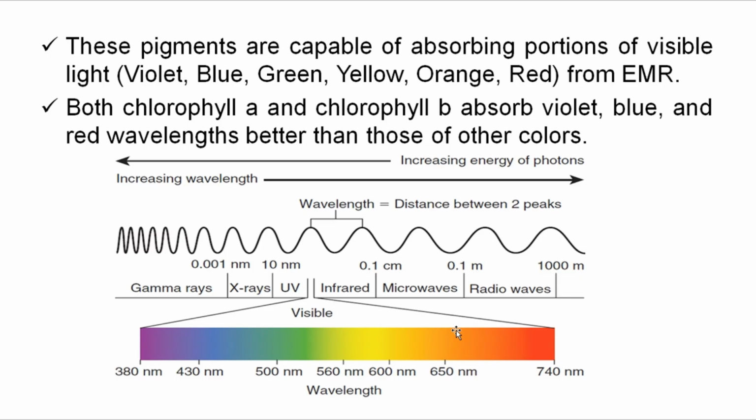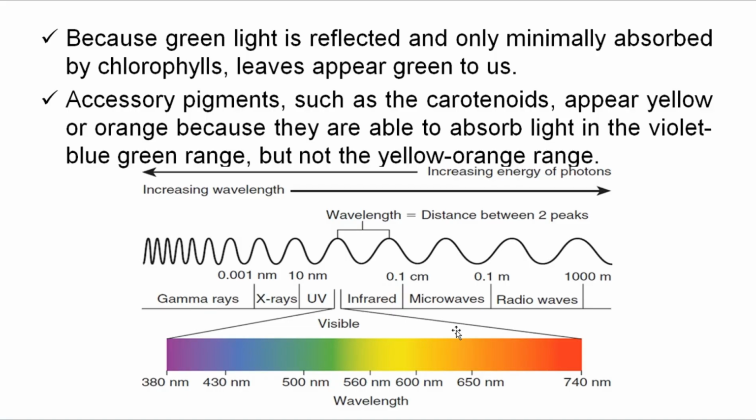These are chlorophyll a and chlorophyll b. Good. Because green light is reflected and only minimally absorbed by chlorophylls, leaves appear green to us. Yes, green leaves appear what? Green to us. Why? Because the green light is reflected into the atmosphere. So chlorophylls do not absorb green light. They absorb it in minimal form. Only a small percent of the green light is absorbed by chlorophylls. Most green light is reflected back into the atmosphere. That is the reason why leaves appear green for us.